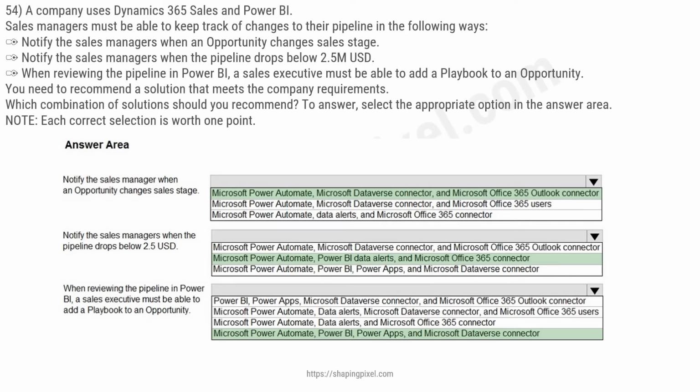Notify the sales manager when the pipeline drops below 2.5 million USD. We have Microsoft Power Automate, Power BI Data Alerts, and Microsoft Office 365 Connector. So when reviewing the pipeline in Power BI, a sales executive must be able to add a playbook to an opportunity. We have Microsoft Power Automate, Power BI, Power Apps, and Microsoft Dataverse Connector.